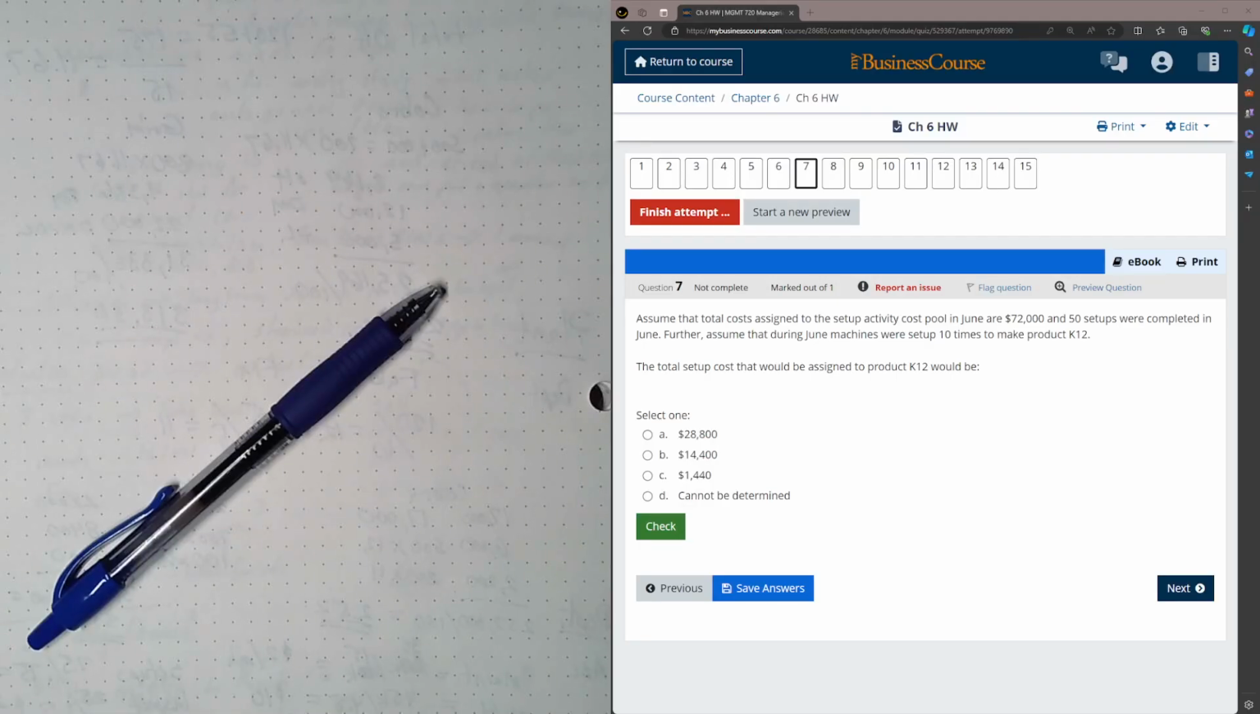Okay, our first one is question number 7. Assume the total cost of the setup activity cost pool is $72,000. 50 setups were completed in June. Further assume that during June, machines were set up 10 times to make product K12.